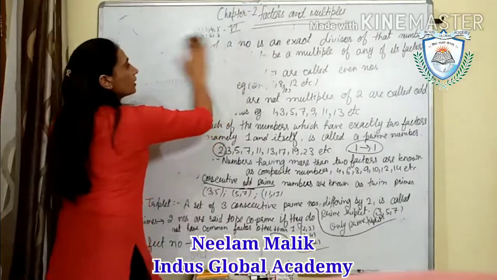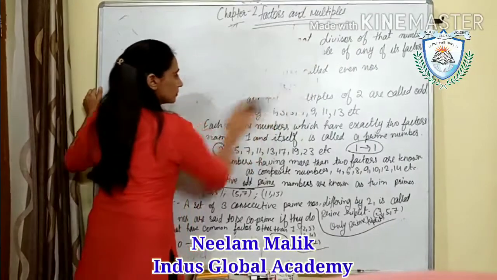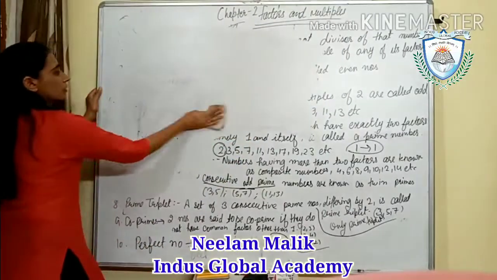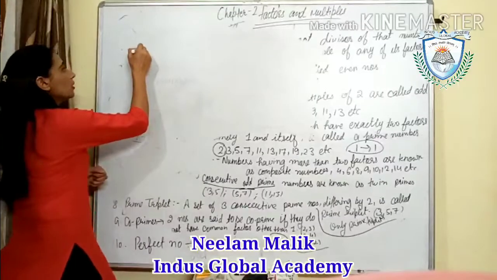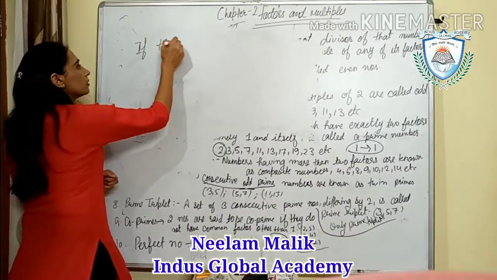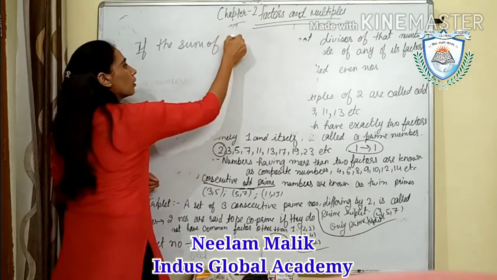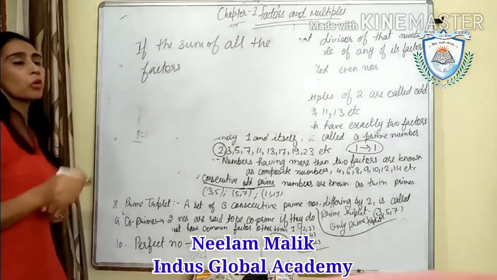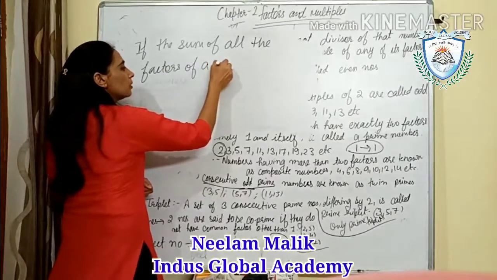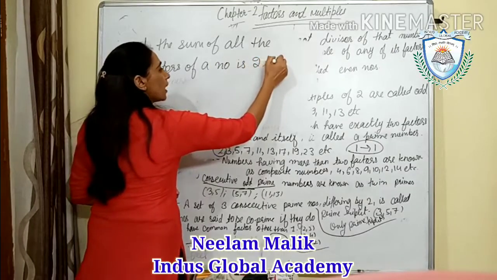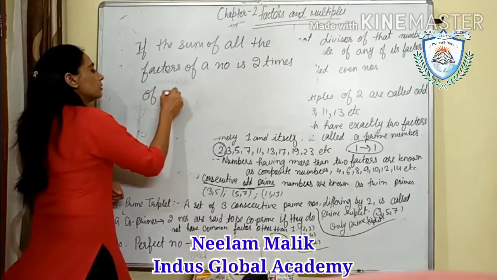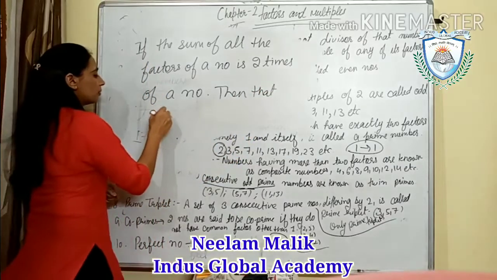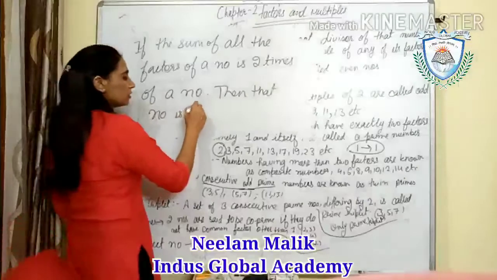The definition of a perfect number is: if the sum of all the factors of a number is two times the number, then that number is a perfect number.